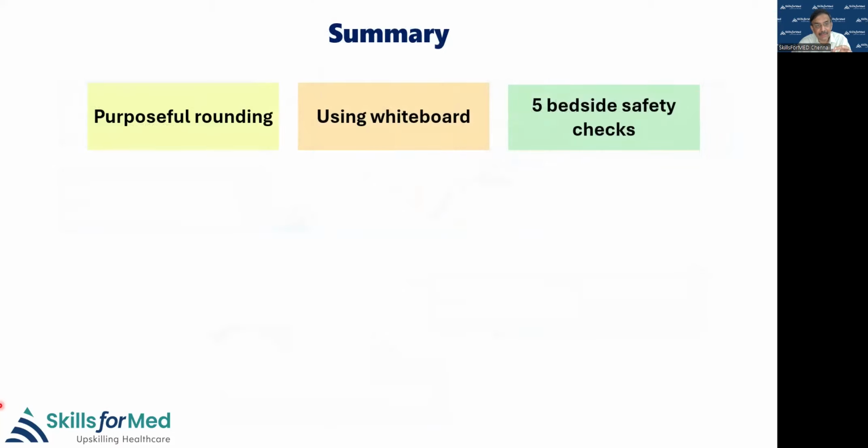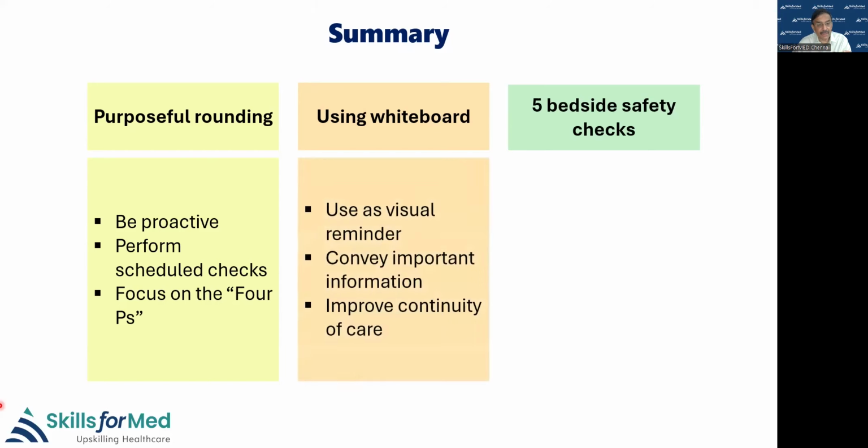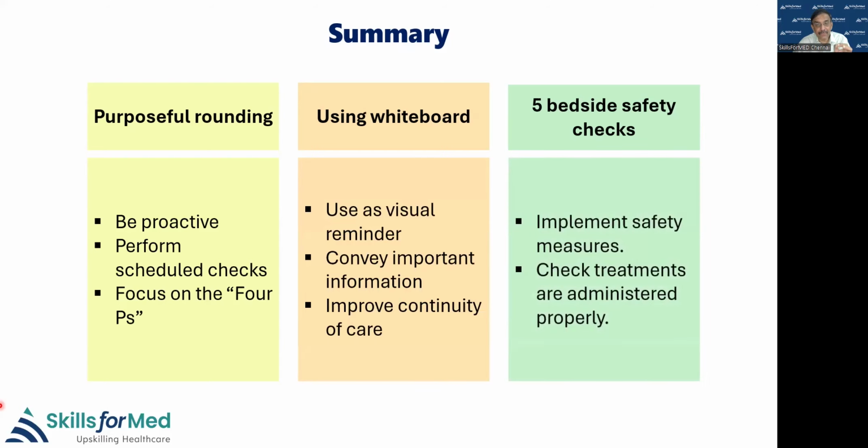So, ladies and gentlemen, in summary, we talked about 3 strategies to increase the effectiveness of rounds. One is purposeful rounding, which is proactive. It is scheduled, focusing on the 4 Ps and other things which we discussed. Whiteboard is a visual reminder which conveys important information and improves continuity of care. The 5 minimum bedside safety checks will check for all the errors which can happen, and also whether the treatments are administered, especially that the IV fluids are administered properly.